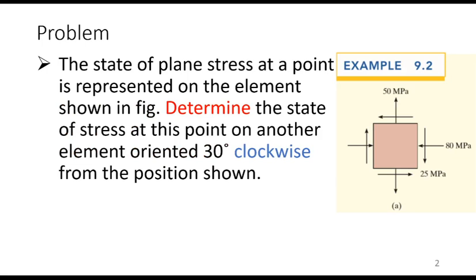So the problem statement is: the state of plane stress at a point is represented on the element shown in this figure. So this is sigma x, sigma y, and tau xy on one element. Determine the state of stress at this point on another element oriented 30-degree clockwise. So the important point is that it is clockwise, negative, from the position shown. So this is negative, this is positive, and this is again negative.